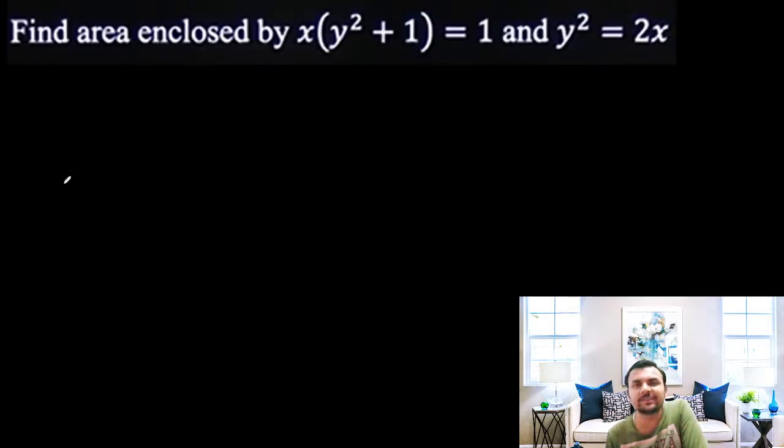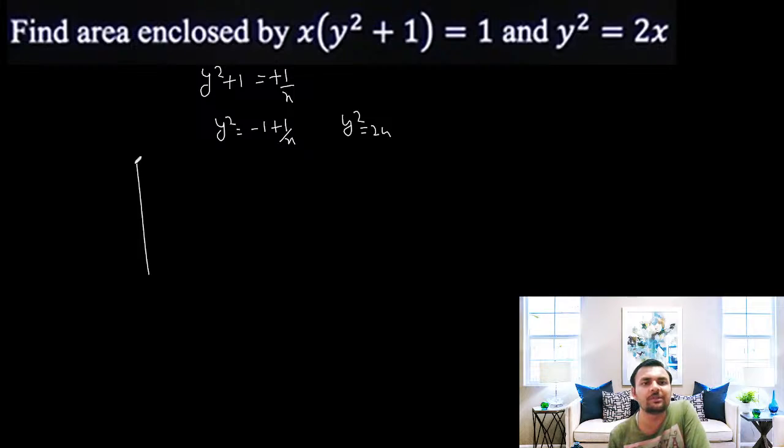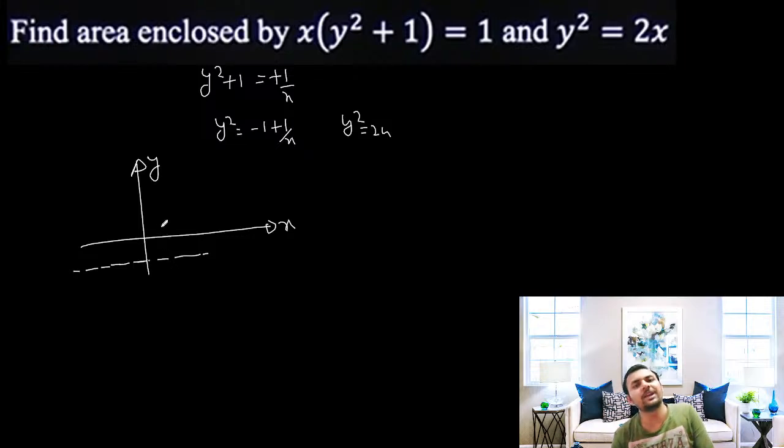Area enclosed by this graph. Okay, so we'll consider y square plus 1 equal to 1 by x. So we can say y square equal to minus 1 plus 1 by x. And here we have y square equal to 2x. So let's plot the graph. So minus 1 is here. And then from here we are drawing from x. So x is 0. X is infinity, so it will go to minus 1.